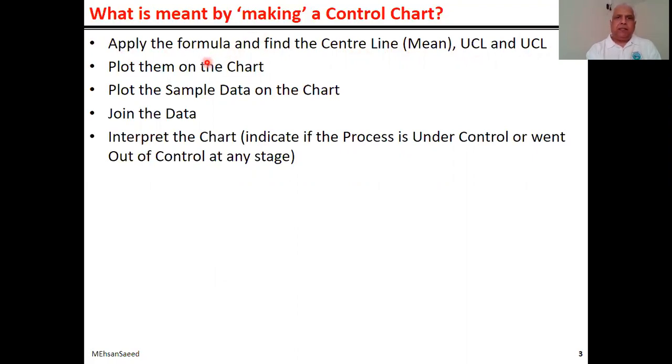Then these limits, center line, upper control limit, and lower control limit are to be plotted on the chart. Then plot the sample data on the chart, join the data with a line, and finally interpret the chart, that is, indicate if the process is under control or it went out of control at any stage.